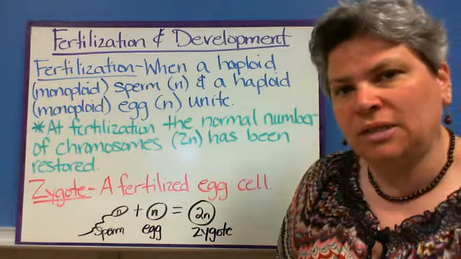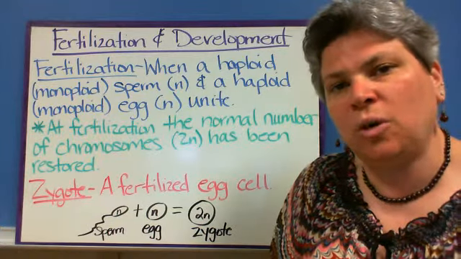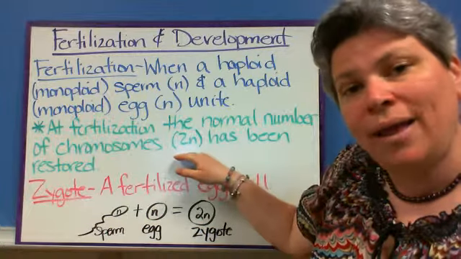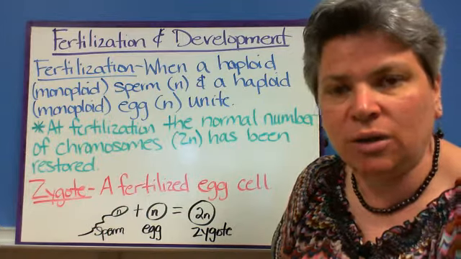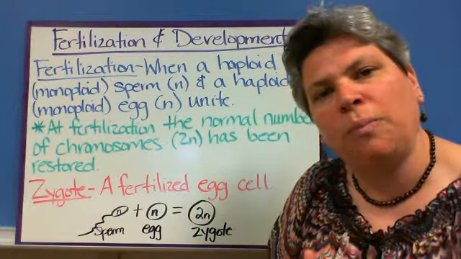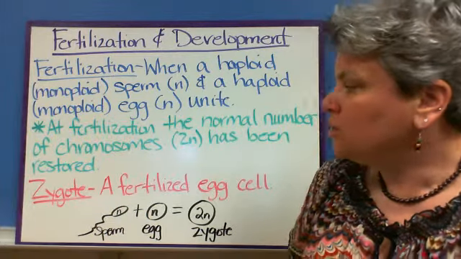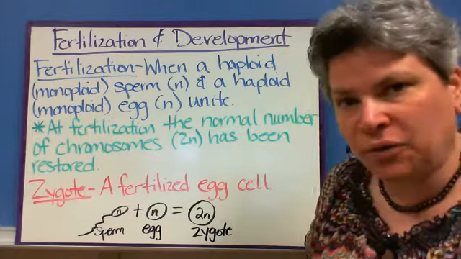At the time of fertilization, when the egg and the sperm come together, the normal number of chromosomes for the species, or the 2N number, has been restored. So at the point in time where that egg and sperm come together, you're putting us back to the number of chromosomes that we are supposed to have. So the zygote, remember, is a fertilized egg cell.